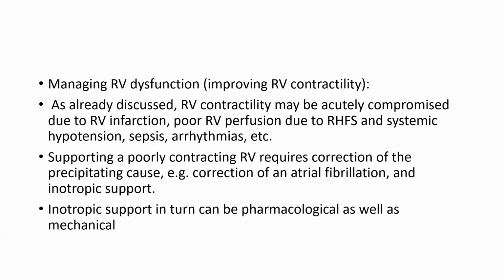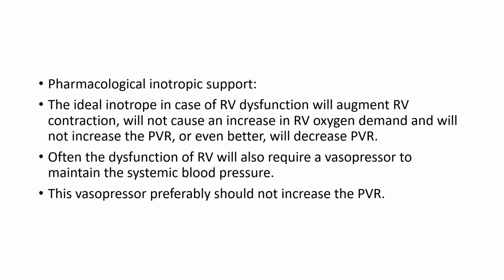Managing RV dysfunction. As discussed above, RV contractility may be acutely compromised due to RV infarction, poor RV perfusion due to right heart failure syndrome and systemic hypotension, sepsis, and arrhythmia. Supporting a poorly contracting RV requires correction of the precipitating cause, for example, correction of atrial fibrillation, and inotropic support. Inotropic support in turn can be pharmacological as well as mechanical.